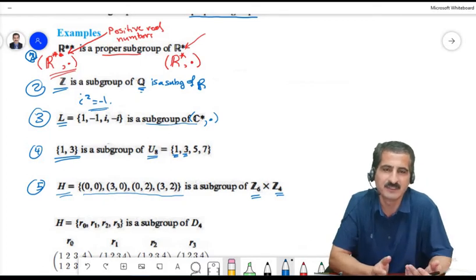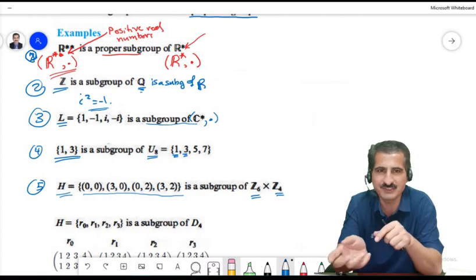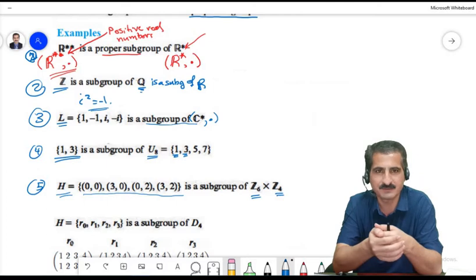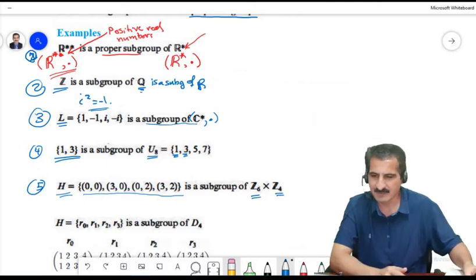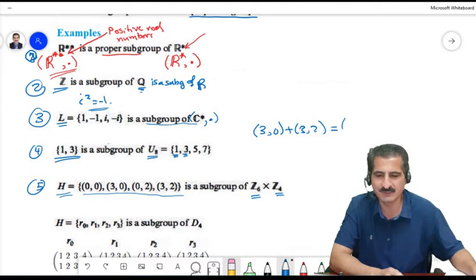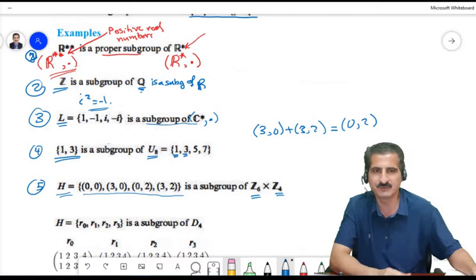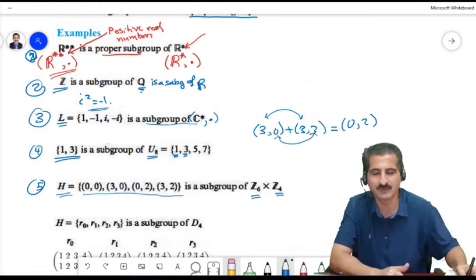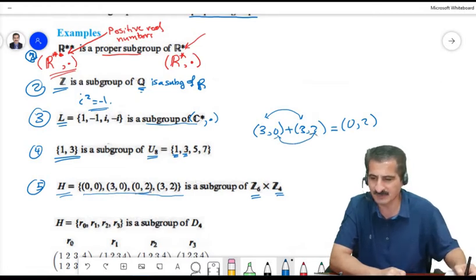Let's check that. If we take any two ordered pairs from H, add them, then the result is there. Let's try one. Let's say we want to add (3, 0) plus (3, 2). Now, when we add the first component, we take it modulo 6, so it is 0. And the second component, 0 plus 2, modulo 4 is 2. So this and this have been taken modulo 6. This and this have been taken modulo 4. So we got (0, 2), it is here.